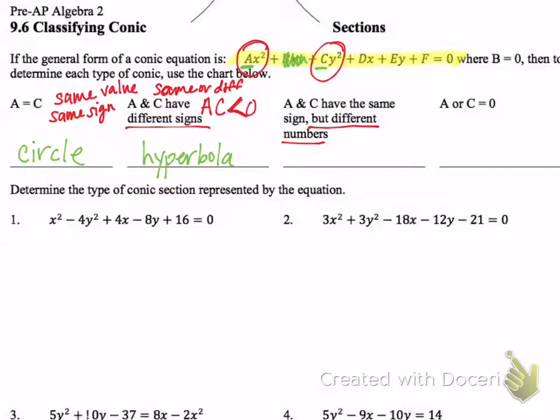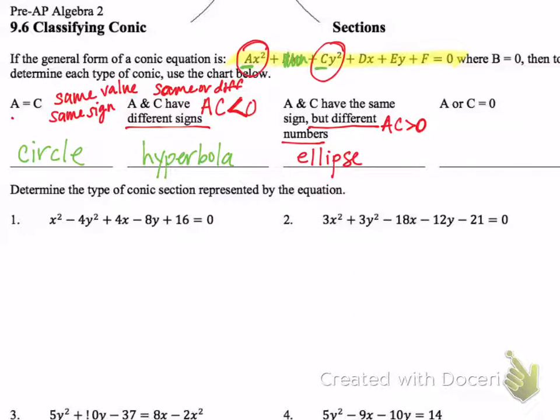So the third one, they have the same sign, but they have to be different numbers to make it an ellipse. If they had the same number, then it would be a circle. So same number, same sign is circle. Same sign, different number is an ellipse. And for this it would be a times c is greater than 0.